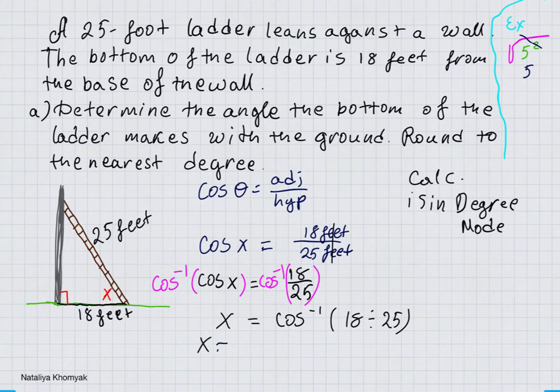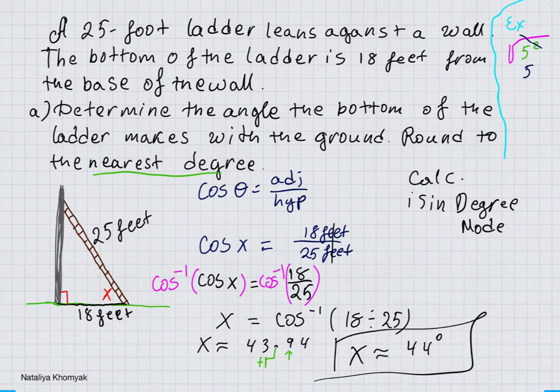So I get a decimal of x is 43.94. We need to round off to the nearest degree, so we look at the number to the right of the decimal place, and since it's more than 5, we add 1. So we get x is approximately 44 degrees. And this would be our answer.